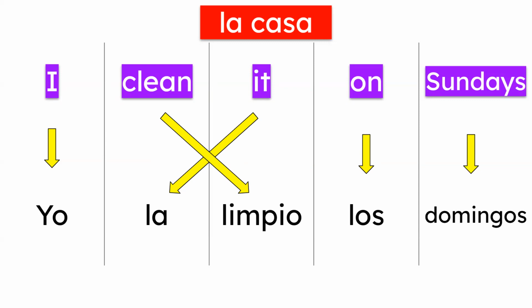And it's worth to mention that days of the week in Spanish are written all in lowercase. We don't use capital letters here. So, yo la limpio los domingos. If you were to say this Sunday, you can say yo la limpio el domingo on Sunday. Okay, that was perfect. Now, it's your turn to read this sentence out loud.